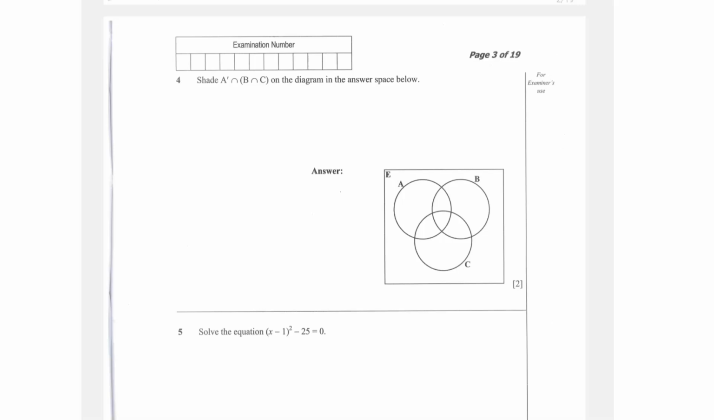So here, what the A complement intersection B intersection C will be is just this region here. This is where it will be.